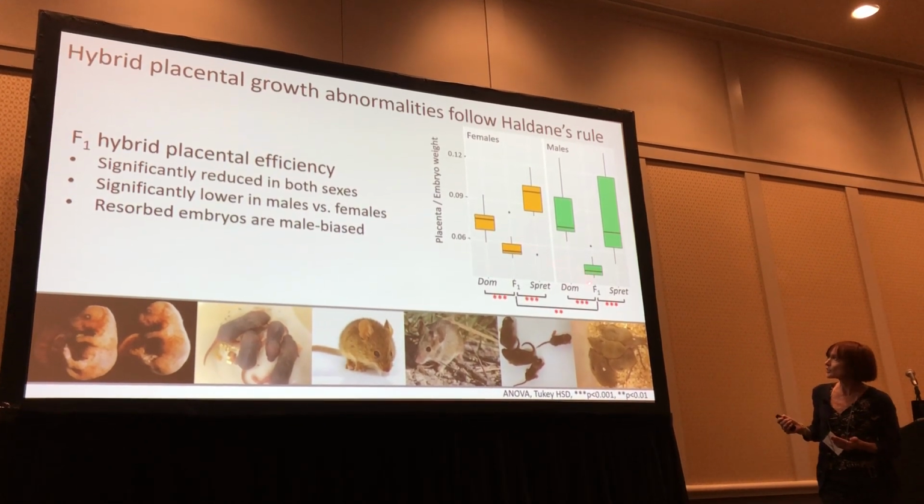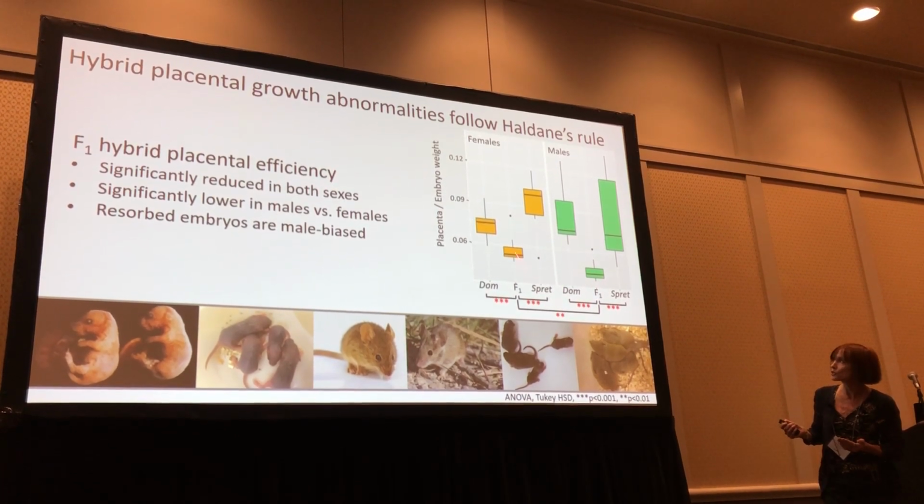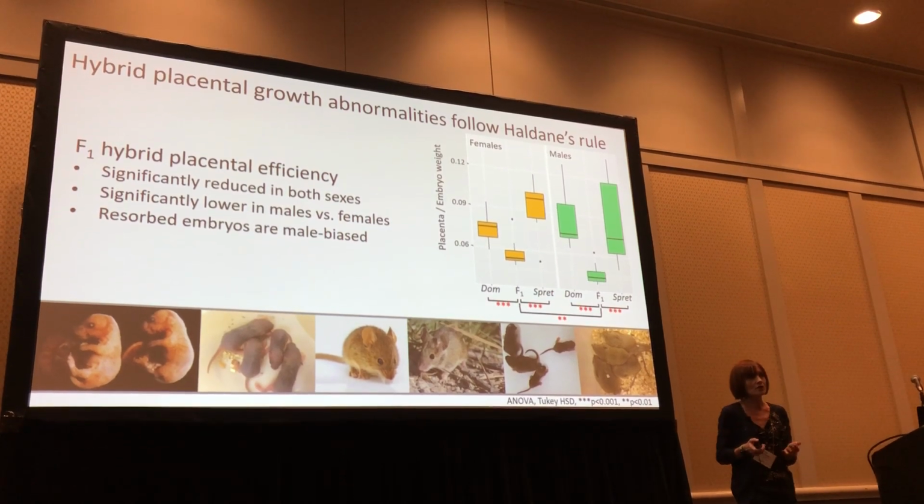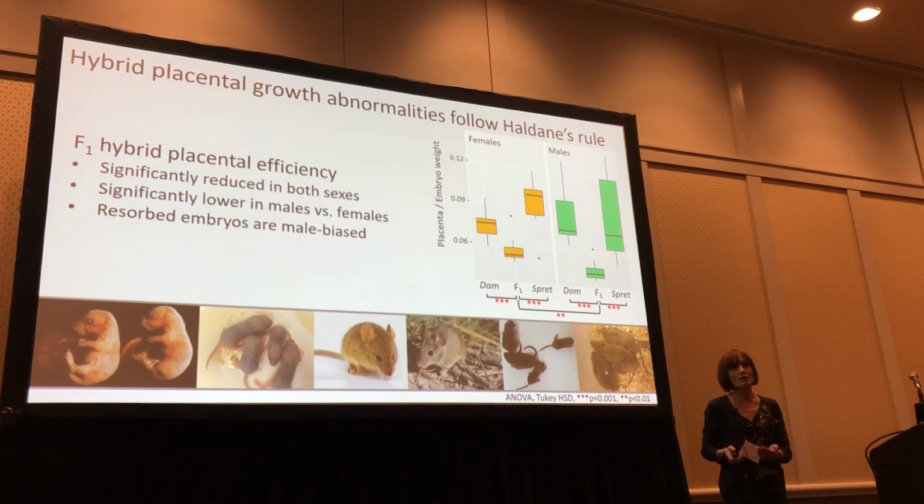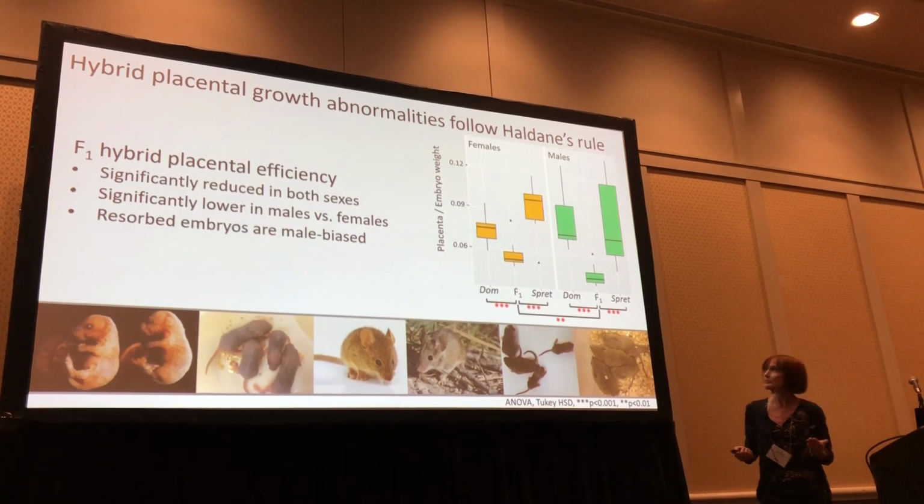And we also find that the hybrid male placentas are significantly reduced relative to their sisters. And we've also found that resorbed embryos are male biased, directly linking this phenotype to inviability.